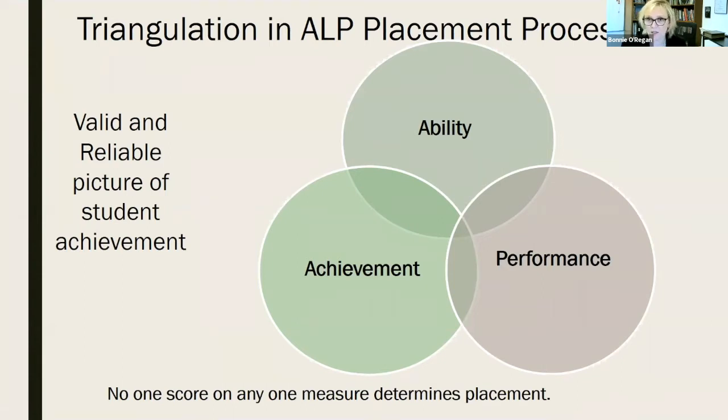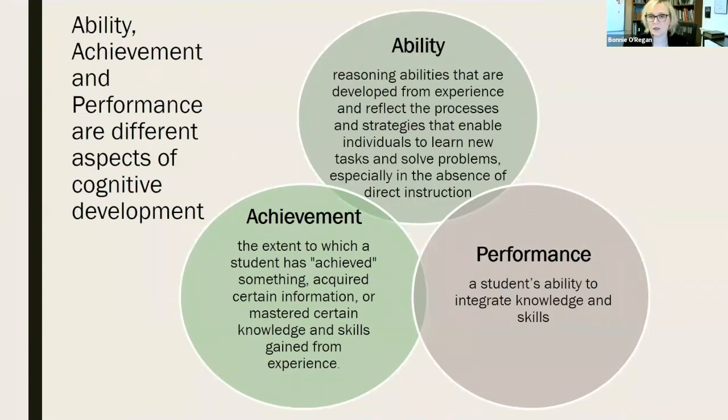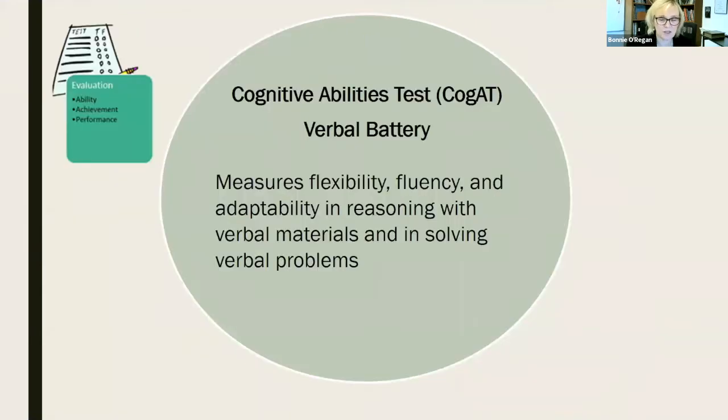In the evaluation phase, we look at 3 different components. These are all different. We look at ability, achievement, and performance. Ability is a reasoning ability. This is the general level of how well do they reason within a symbol system. Achievement is what they have actually acquired in knowledge, and performance is that integration of those components.